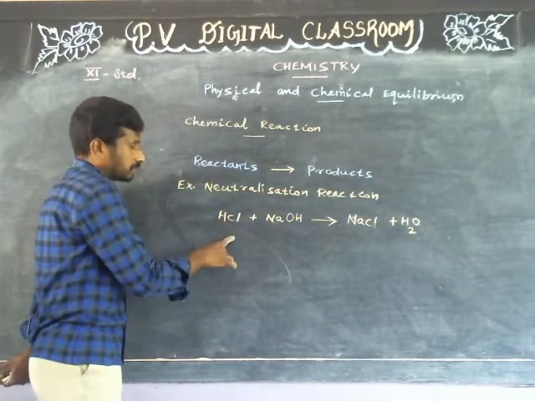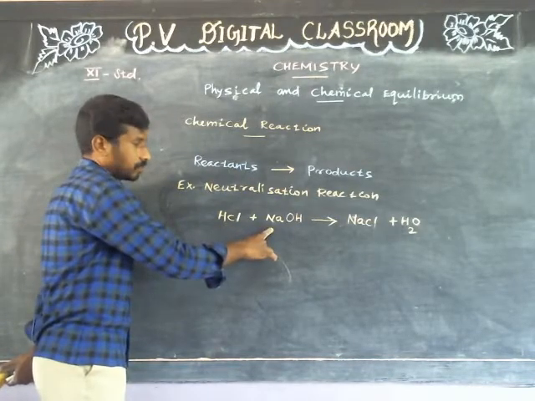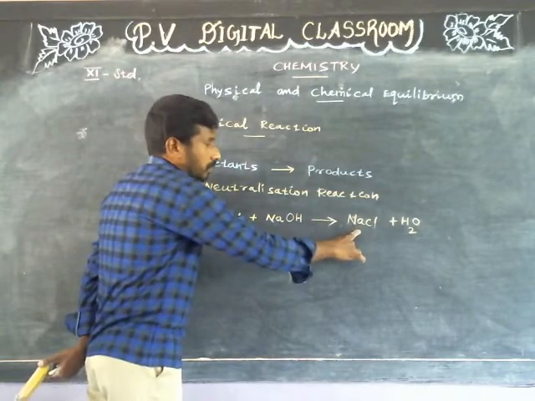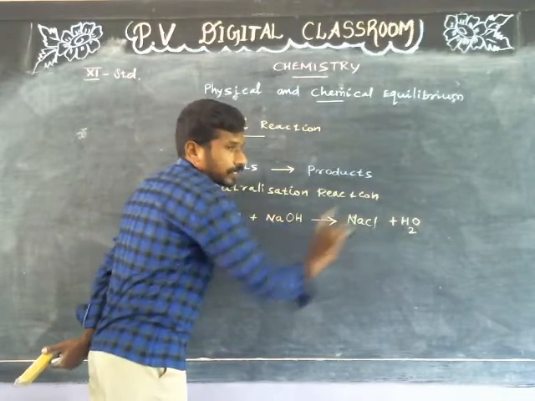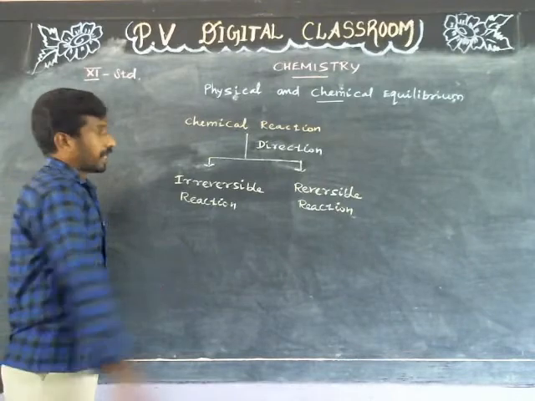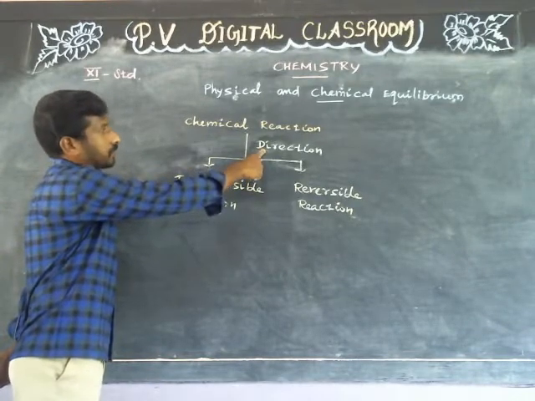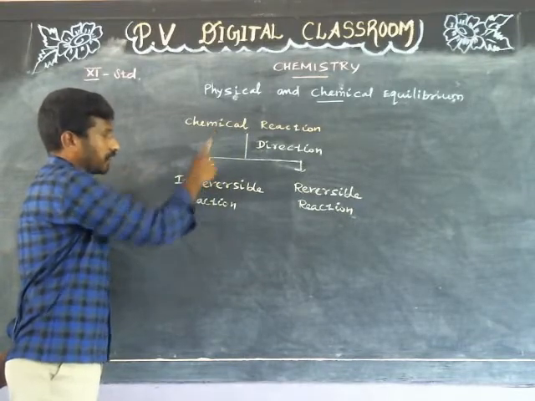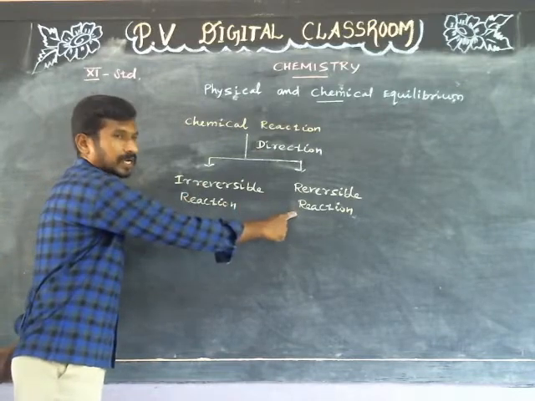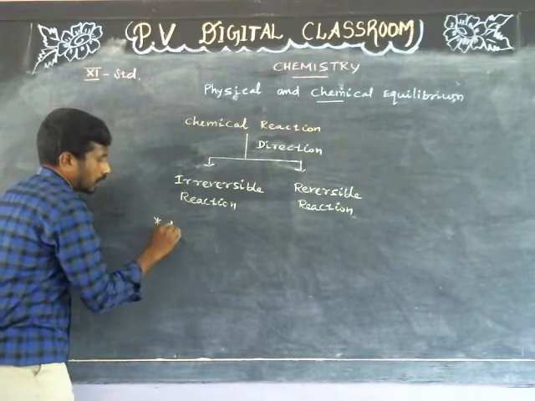In this reaction, the reactants hydrochloric acid and sodium hydroxide base are completely converted into the products sodium chloride salt and water. Based on the direction in which the reaction takes place, chemical reaction is classified into two types. They are irreversible reaction and reversible reaction. Let us see them one by one. First one is irreversible reaction.